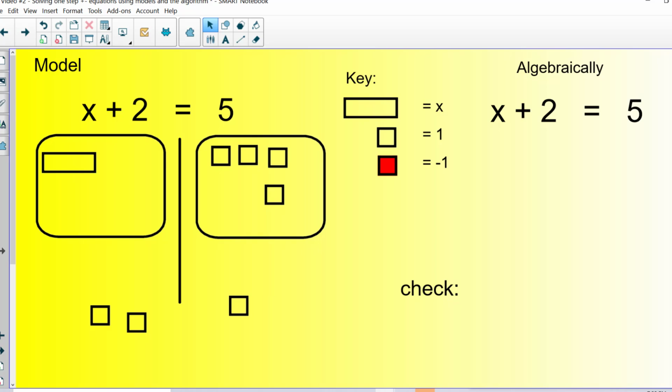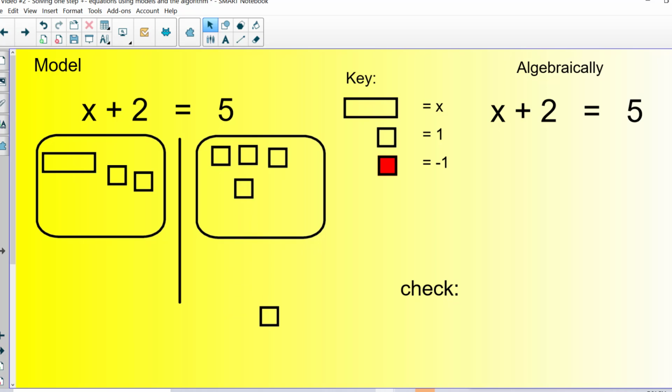Take 2 positives off. And what do I have left? X by itself is equal to 3. And isn't that what you originally thought? 3 plus 2 is equal to 5. Yes, that is a true statement. So that's one way. I could just simply subtract 2 from both sides.